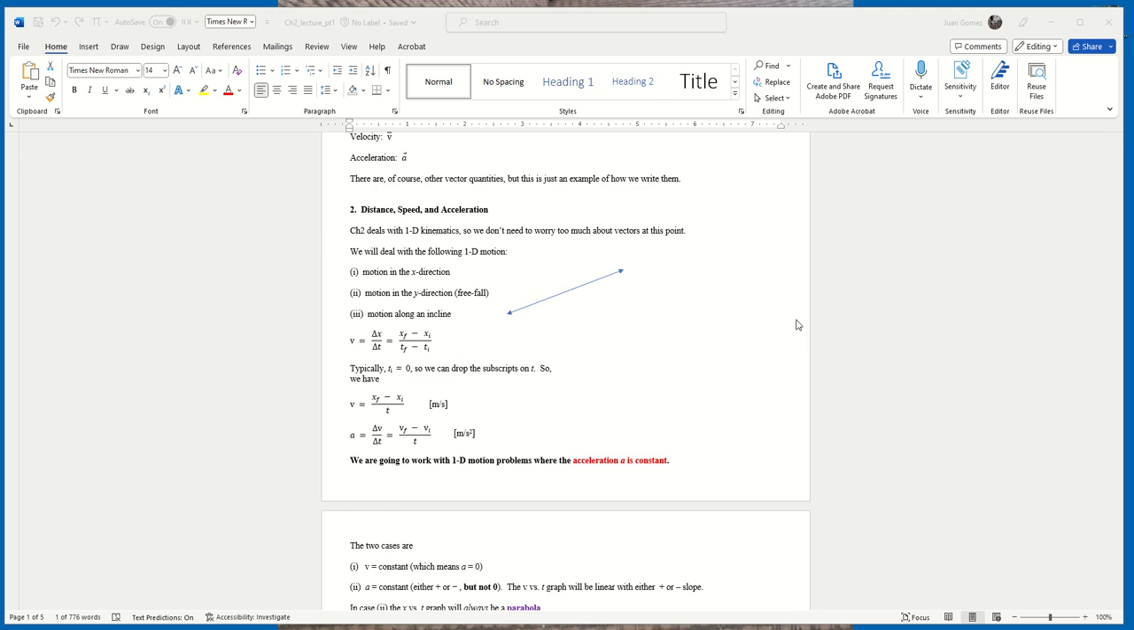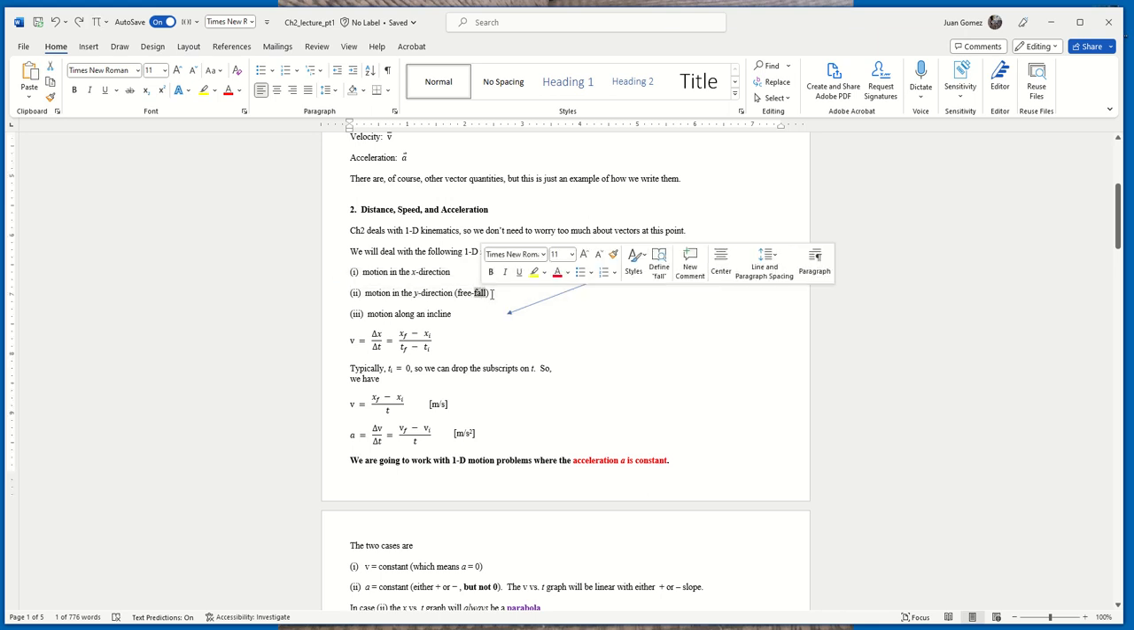Chapter 2 deals with one-dimensional motion with constant acceleration. At this point, we're not going to really worry about vectors until we get to Chapter 3. So with one-dimensional motion, it's going to be motion in the x direction, or motion in the y direction, and we'll focus on a particular type of motion in the y direction called free fall, and then motion along an incline as indicated by this arrow here. One-dimensional motion, simply put, is motion in a straight line.